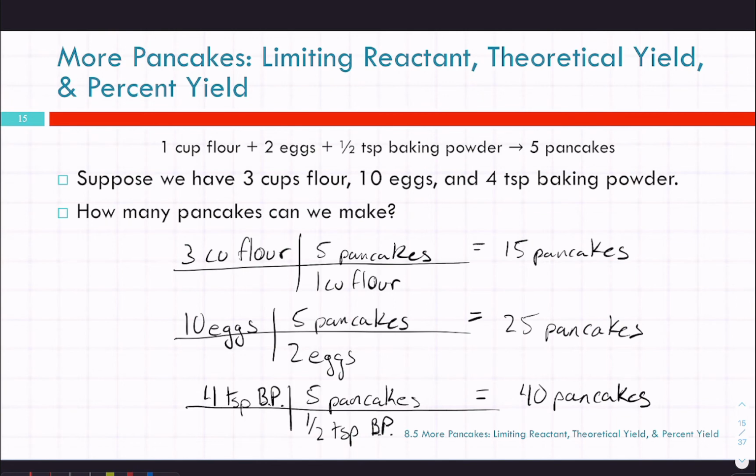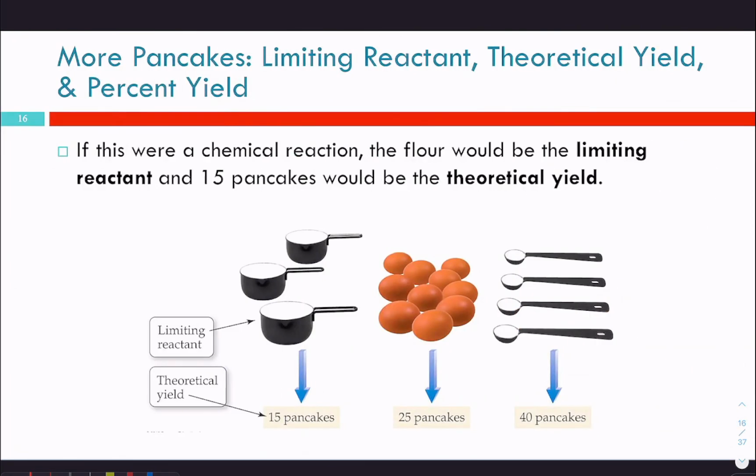So our limiting ingredient here is flour. With the amount of flour that we have, we can make just 15 pancakes. We'd have extra of everything else. So if this were a chemical reaction, then our limiting reagent or limiting reactant would be the flour. And then 15 pancakes would be our theoretical yield.